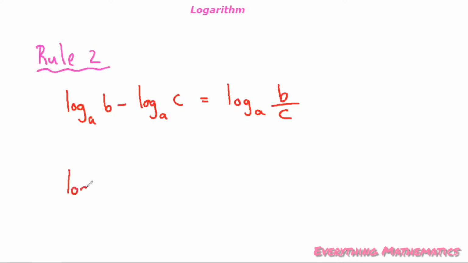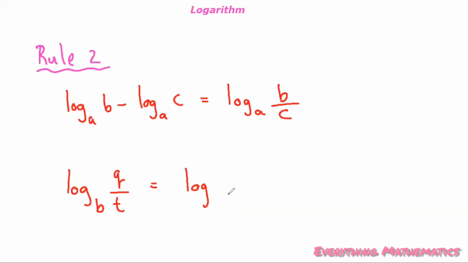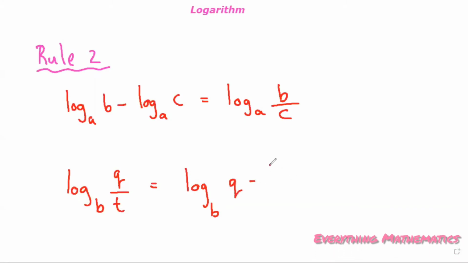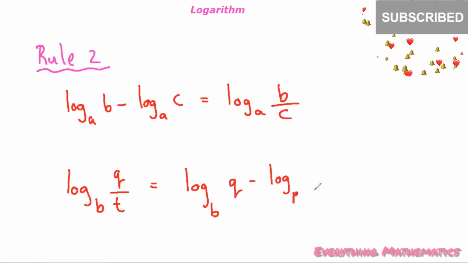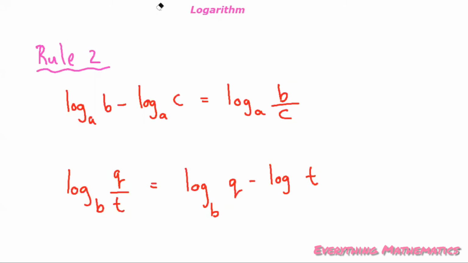So if I have something like log B of, let's say, Q over T, this is the same as log B of Q, the top goes first, minus log B of T. I keep writing P instead of B, I've been doing that since yesterday's video. So yes, the bases remain the same, and you simply subtract the denominator's log from the numerator's.